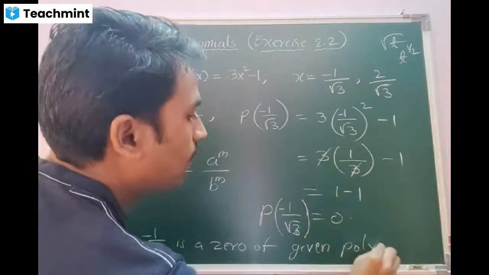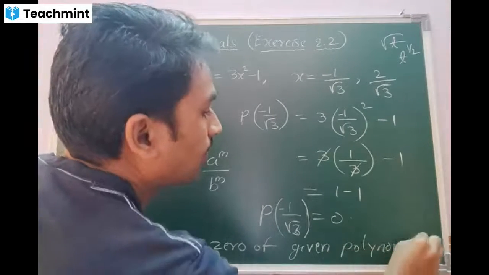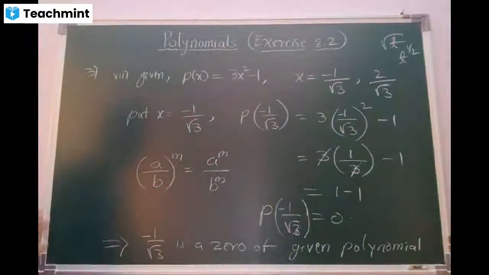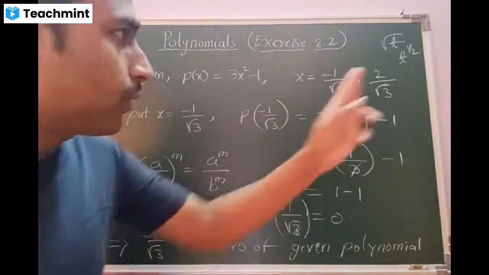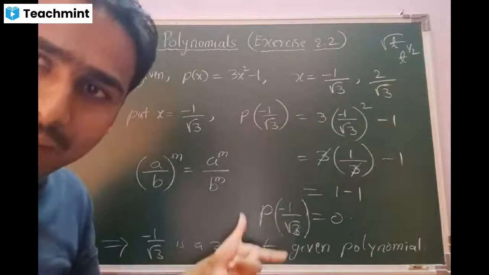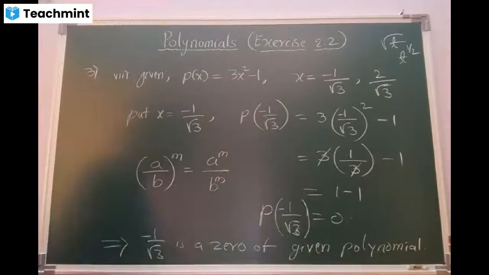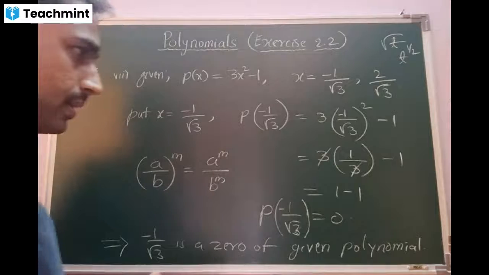Better write it fast. Quick. Do it fast. Okay. I'll give you 1 minute of time. Get the second one, beta. 2 by root 3 in the same manner. Solve it. Quick. Tell me whether it is Zindabad or Murdabad.